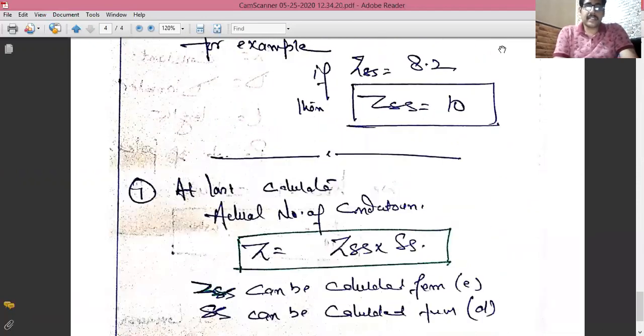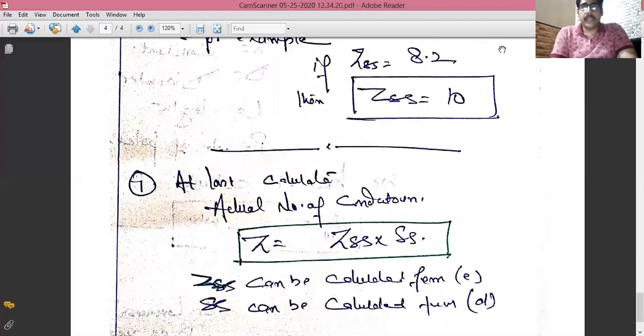So lastly, after calculating the conductors per slot, you have to calculate the actual number of conductors, and this actual number of conductors Z is equal to Zss into Ss, where Zss is equal to conductors per slot and Ss is equal to the stator slots. By multiplying these two values, we get the value of Z actual. So this is all about the armature design of a synchronous machine, by virtue of which you can calculate the armature design of a synchronous machine.